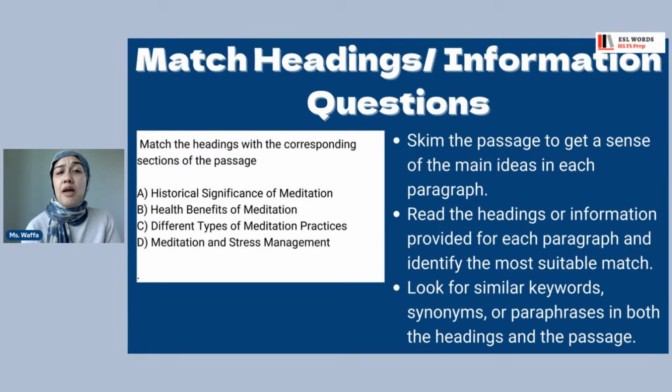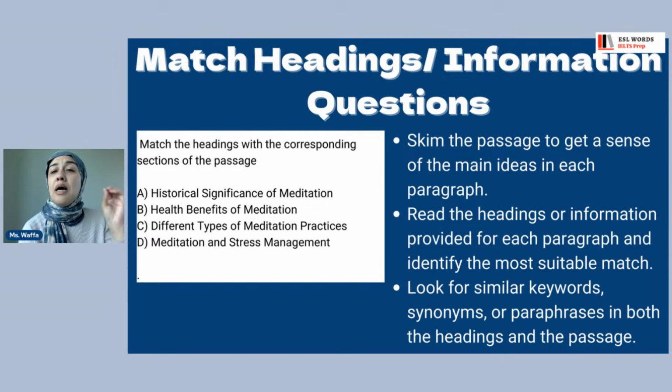And here is another question type you may see. This question type is called the match headings information. So it's either match headings or information questions. These are two different types of questions, but remember that you could use the same strategies that I'm giving you for this section. So for the match heading section, you may be given a bunch of headings, A, B, C, D, like you see on the left, and you have to read the passage and see which paragraph suits each heading.